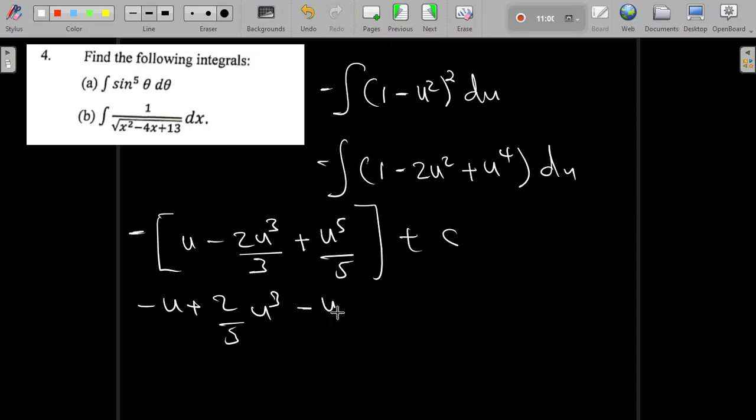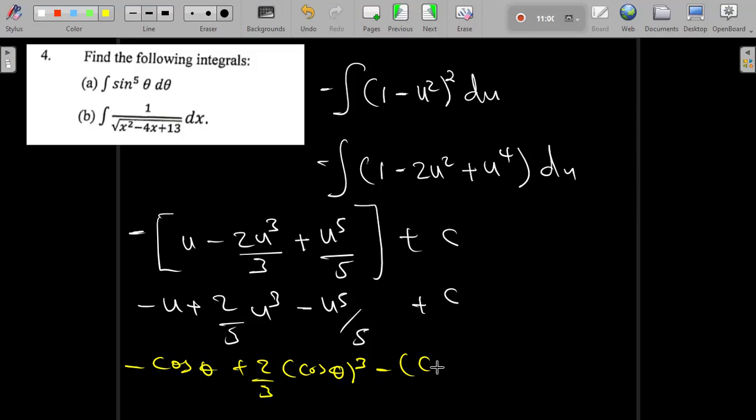Then that would be negative u to the power 5 over 5, plus your constant c. At this stage now, you can replace back what we set to be our u. We set our u to be equal to cos theta. So the first part, I just have negative cos theta, then that would be 2 over 3 cos theta raised to the power 3. Then the next part is cos theta raised to the power 5 over 5, then I have a plus c, like that. So that's how I integrate that part.